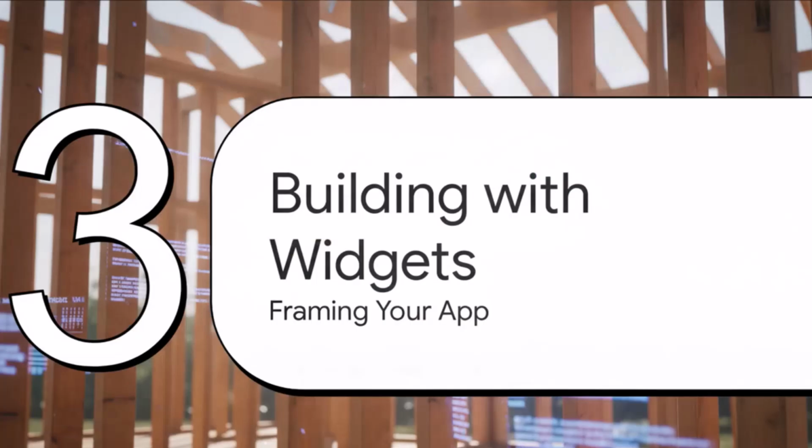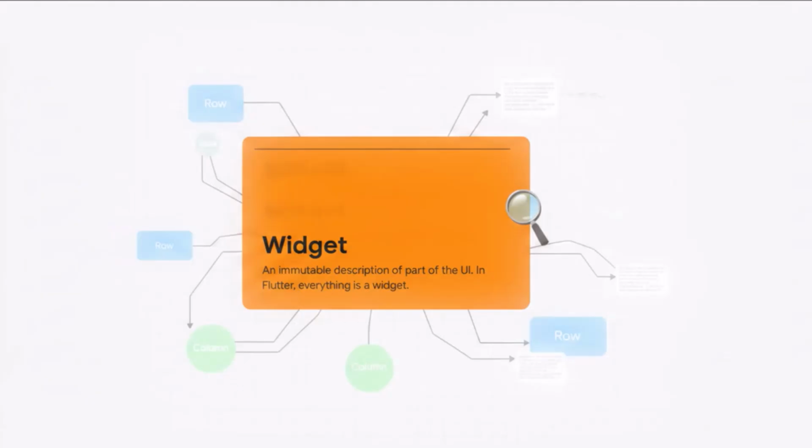Now for Part 3, building blocks, specifically widgets, which are how we frame the entire structure of the app. If there's one thing you need to remember about Flutter, it's this. Absolutely everything is a widget. I'm talking about a simple text label, a layout container, the padding, even the application itself. They're all immutable descriptions of the user interface.